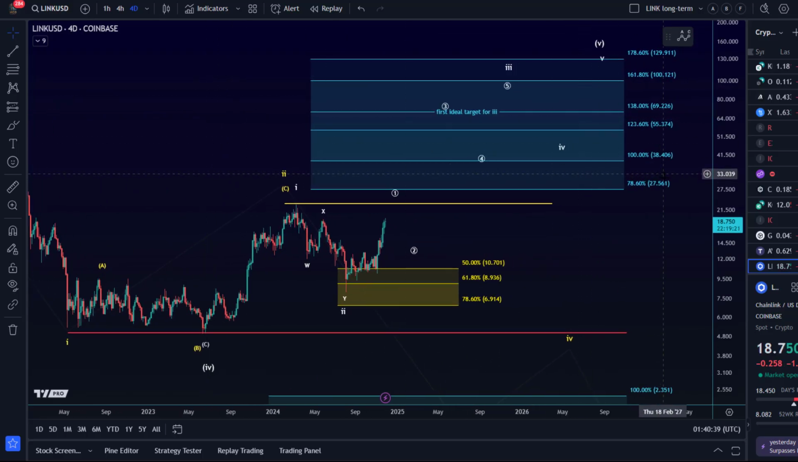Then the first key resistance will be at 27.56, 38.40. That's going to be a big one. And then we should go above $55 to reach 69 next.